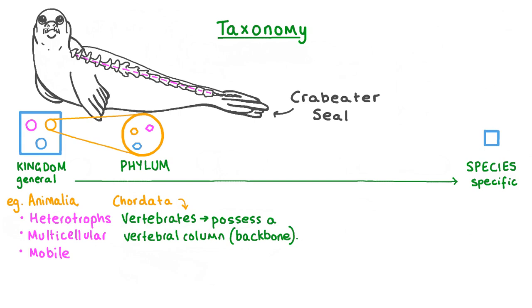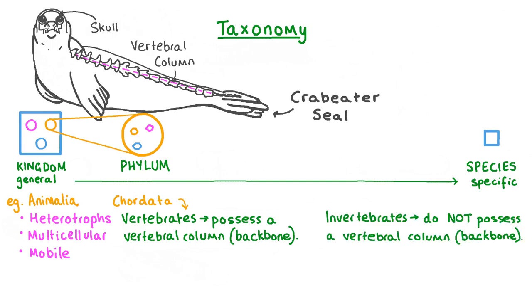In vertebrates like crab-eaters and humans, as they go through embryonic development, the notochord develops to become part of their vertebral column, otherwise known as their backbone. The vertebral column acts as the core of the endoskeleton, or the internal skeleton, of vertebrates, which is made of bone or cartilage and includes a skull that protects their brain. The other subphylum of Chordata are invertebrates, and this group includes any organism that does not have an endoskeleton and therefore does not possess a vertebral column.